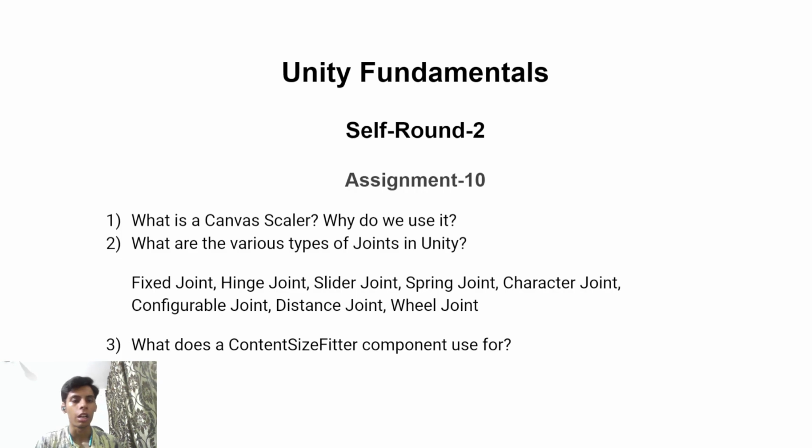Second is different types of joints. So there are different types of joints in Unity. So first is fixed joint. So fixed joint fixes two objects together, making them act as a single rigid body. There is no relative motion between them.